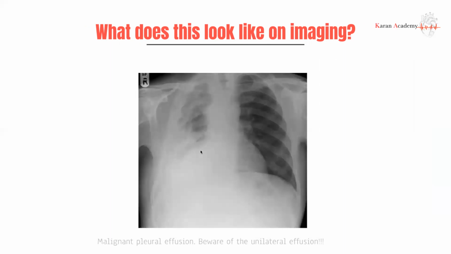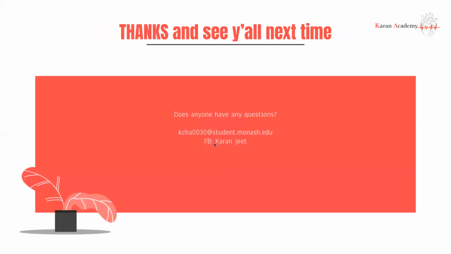And on imaging, as you can see, this is really, really bad. You can see a pleural effusion because you've lost that costodiaphragmatic angle, and this is a malignant pleural effusion. Obviously, you can't call it a malignant pleural effusion just based on the X-ray, but we know what's going on. And always, as I mentioned earlier, beware of the unilateral pleural effusion.